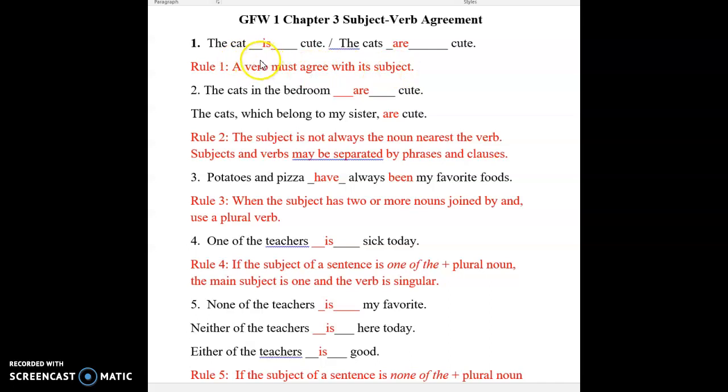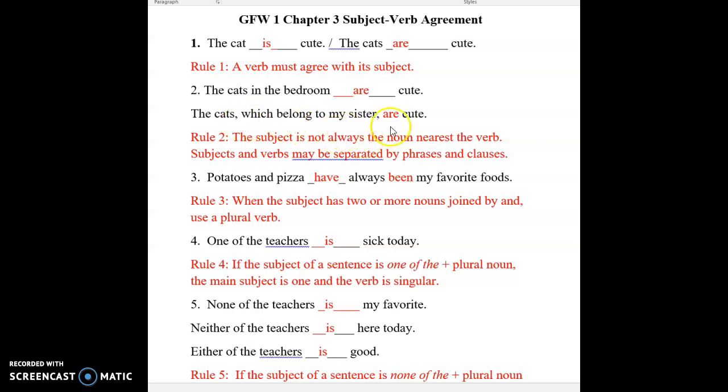Okay, so notice the cat is my subject, so that's one cat, singular, is cute. The cats, here my subject is plural, so my verb must be are cute, are. Okay, and cute is an adjective describing those cats. So the cats in the bedroom are cute.